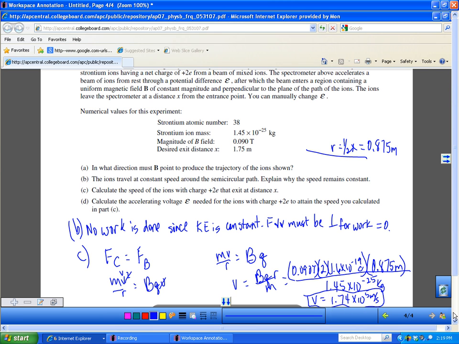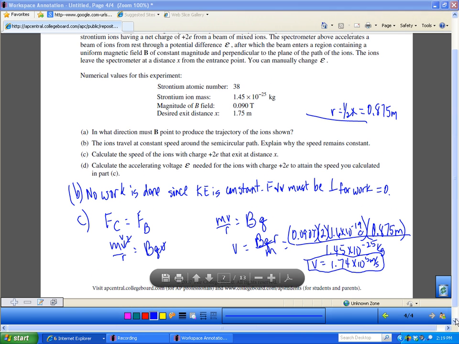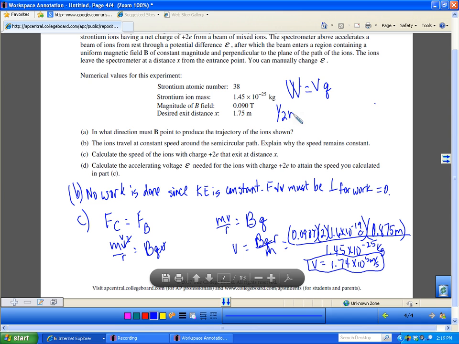All right, and then they want to know in part D, calculate the accelerating voltage needed for the ions with a charge of plus 2e to attain the speed we calculated in part C. So I said, well, I know that the work is equal to the voltage times the charge. The work is the kinetic energy. 1/2 mv squared is equal to capital V for voltage Q. And so V is going to be the voltage is going to be mv squared over 2Q.